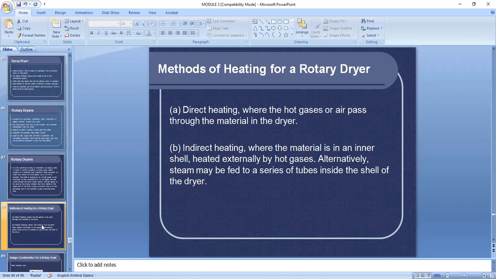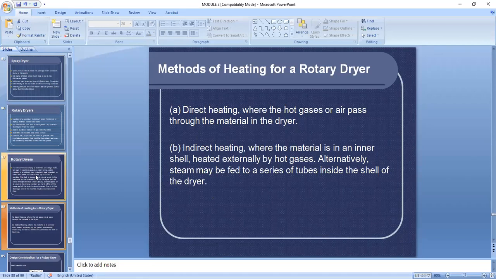Now, methods of heating for rotary dryers. So we have the direct heating, where the hot gases or air pass through the material in the dryer, and the indirect heating, where the material is in an inner shell, heated externally by hot gases. Alternatively, steam may be used and can be fed to a series of tubes inside the shell of this particular type of dryer.